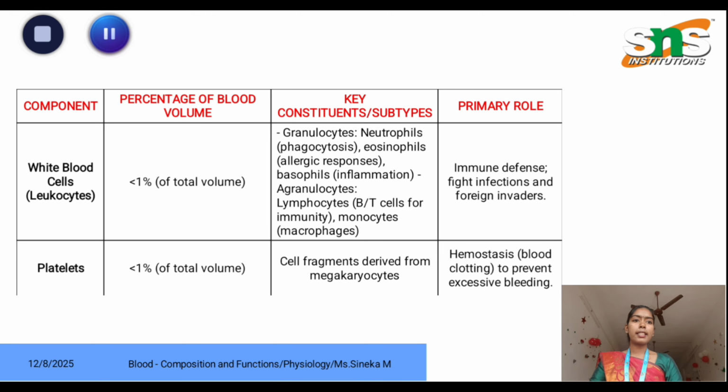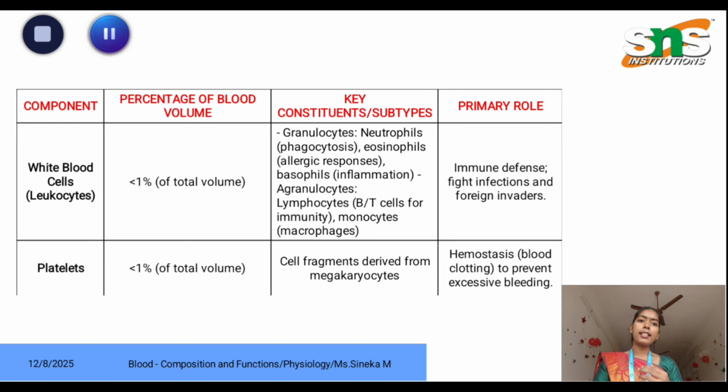Next one is white blood cells, less than 1% of total volume in formed elements. It contains granulocytes and agranulocytes. The primary role of WBC is immune defense, to fight against infections and foreign invaders. It is mainly responsible for protection from all microorganisms.